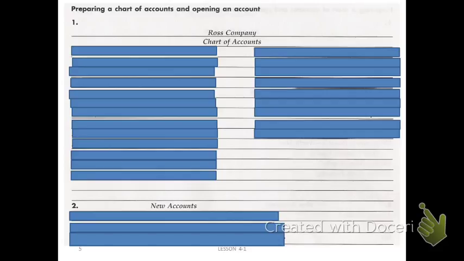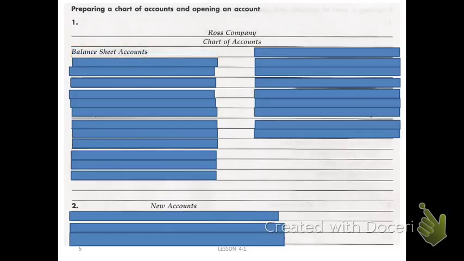So when you're creating a chart of accounts, the first thing you need to do is create a heading. On the heading, you list the company name first. The second thing you need to do is list the name of the form. In this case, we're creating a chart of accounts. So we have the Ross Company, the name of the business, and the chart of accounts, the name of the form.